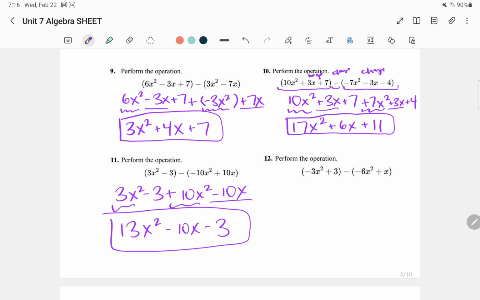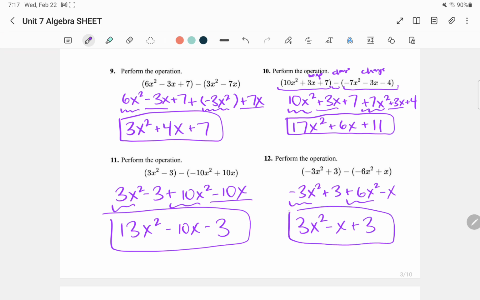And now number 12, I'm going to keep, change, and change. So negative 6x squared becomes positive 6x squared, and that positive x becomes minus x. So when I combine these, I get 3x squared. Negative 3 plus 6 is positive 3. Minus x, nothing to combine it with, and plus 3, nothing to combine it with.